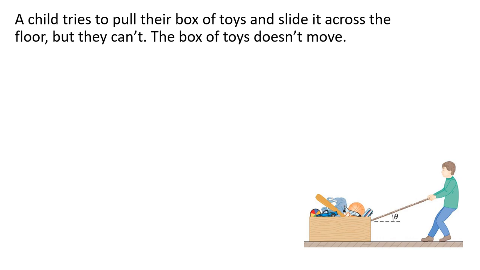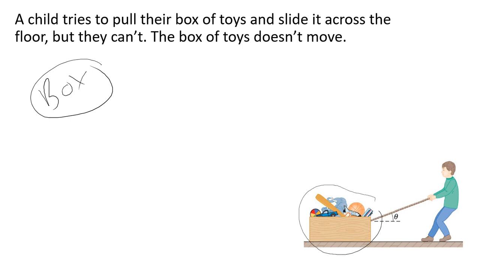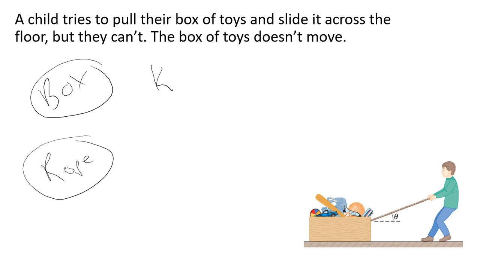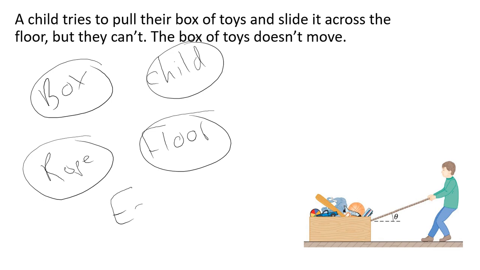And so if we want to look at the forces on the box of toys, let's start with our interaction diagram. I'll just call it box for short instead of box of toys. But when I say box, I mean everything there. So we've got the box of toys, we've got a rope, okay. We've got a child. Okay, there's the floor, and then as always we have the earth as well.